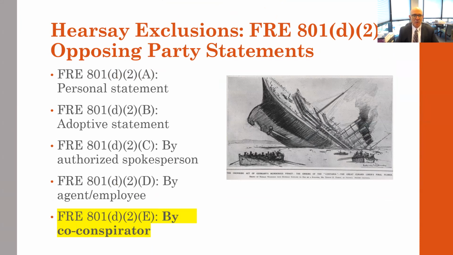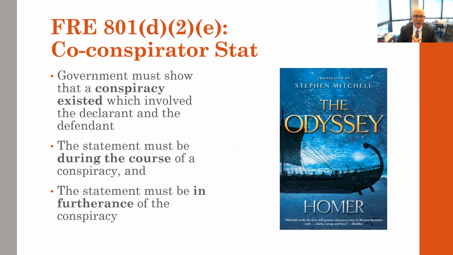And again, I'll note that in the prior presentations that I did, I went into much more detail, provided examples, and discussed cases dealing with co-conspirator statements. Suffice to say right now that for the government to be able to rely on this exclusion, the government has to show that a conspiracy existed, that it involved the declarant and the defendant, and that the statement was made during the course of the conspiracy and in furtherance. And oftentimes it is the third requirement where we can get some degree of play, that it is in furtherance.